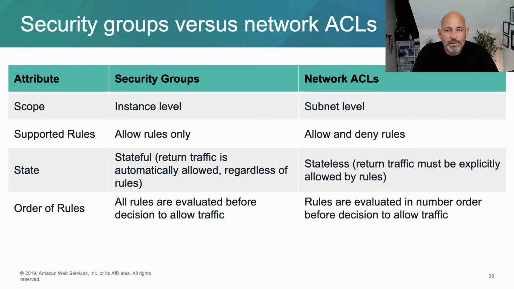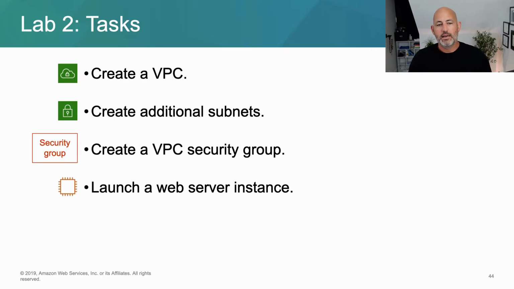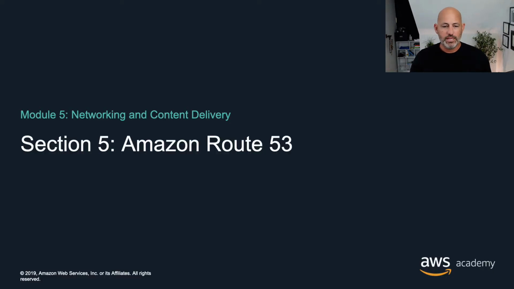So basically, there's security groups versus network ACLs. Security groups are instance level, and network ACLs are subnet level, so they're obviously more powerful. They can apply to a whole group of machines in a subnet. In terms of supported rules, security groups allow rules only, but you can do allow and deny rules with network ACLs. They're both stateless, and in terms of rules order, you can read up more about that in the official documentation. So let's talk a little bit about some of the final things here.